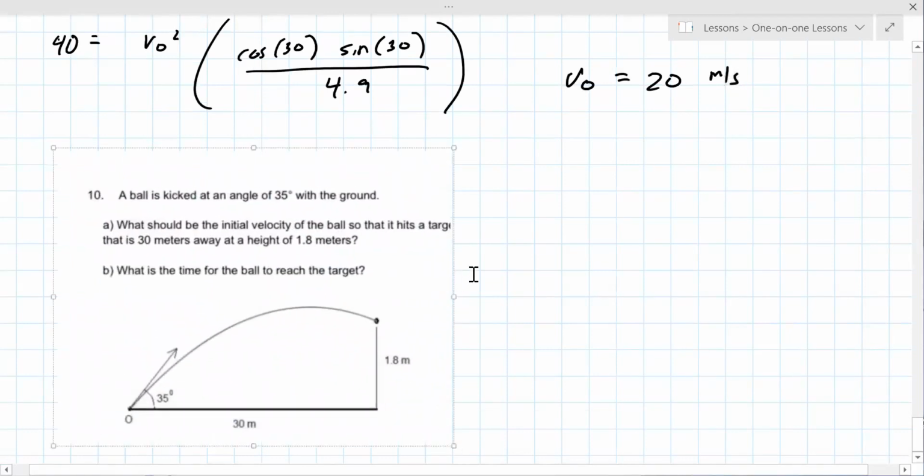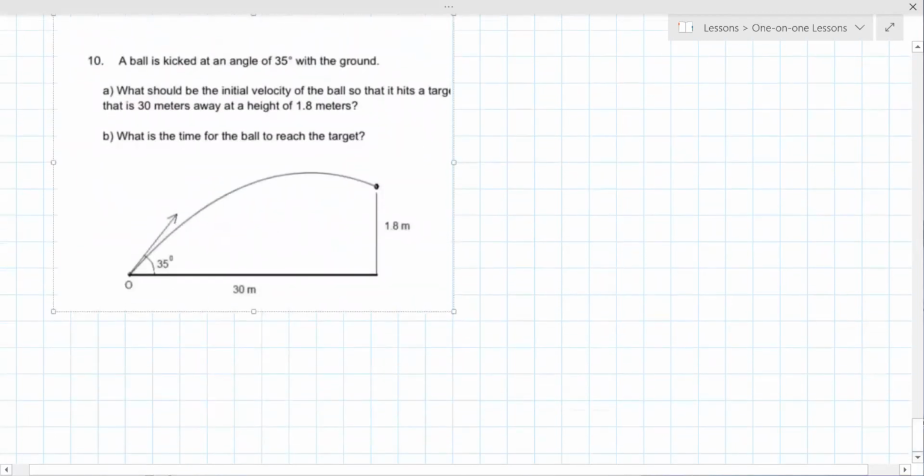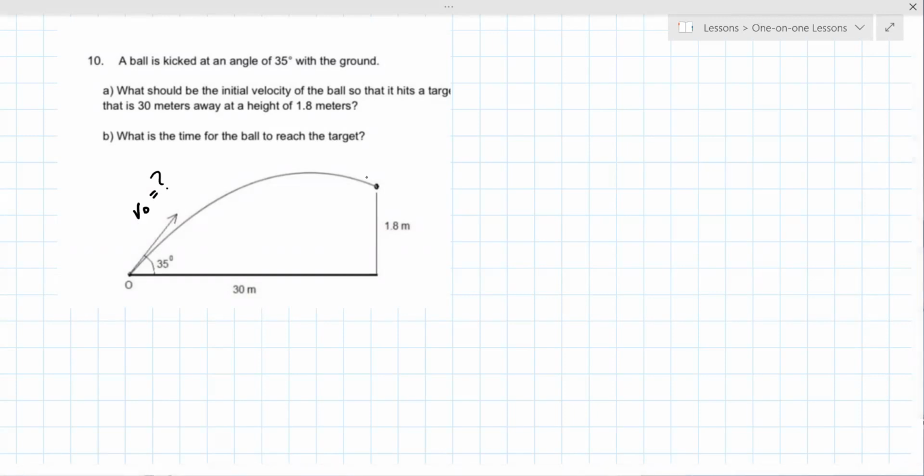All right, a ball is kicked at an angle of 35 degrees with the ground. That's what we see down here. They don't give us an initial velocity. Sometimes it's even like question mark initial velocity. We don't know that. To hit a target that is 30 meters away at a height of 1.8 meters. So this problem is actually very different than the ones that we've done 1 through 9. 1 through 9 all assume to hit the ground.